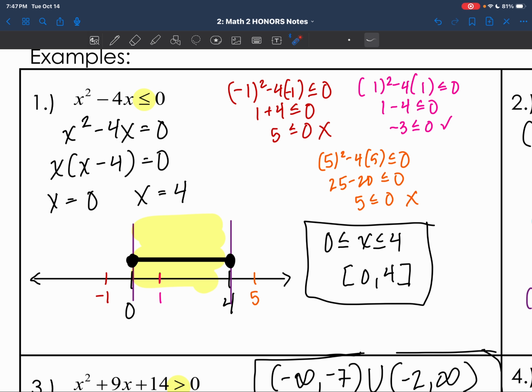So for the interval, we're going to use a bracket since it's closed. And we said it's between 0 and 4, so we do 0, 4. And since this is closed, we'll use brackets. So this is your interval, and this is your inequality. All right, so these would be your final answers, and this is what your graph looks like.